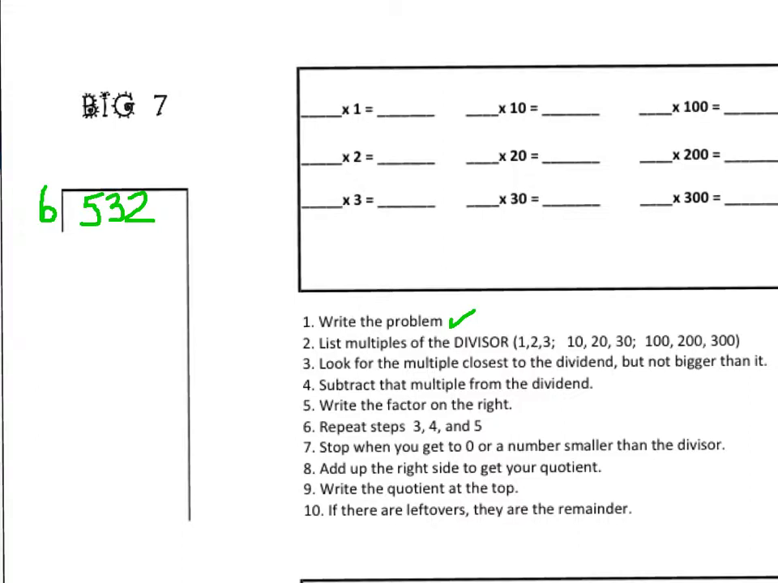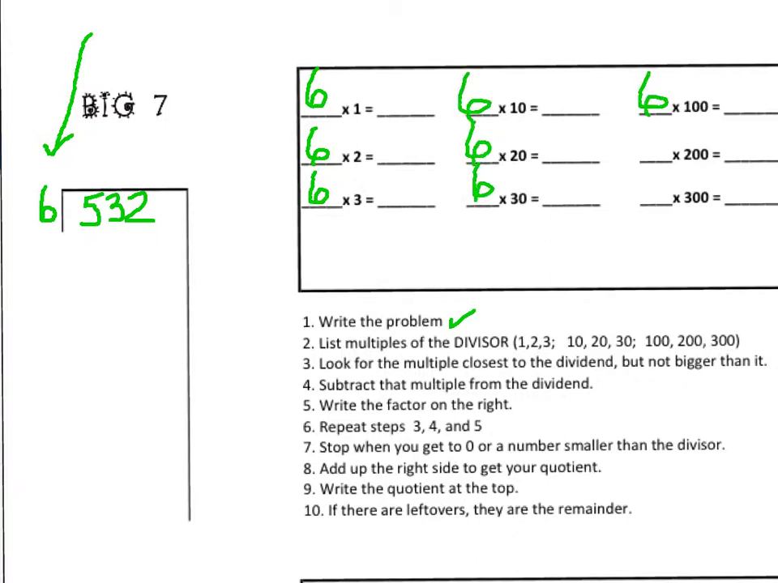Next, I need to list the multiples of the divisor. Well, our divisor is the 6. That means that we have these 532 items. Let's pretend they're buttons, and we're going to put them into 6 different piles. Okay, so we need to list the multiples of the 6. To make that easier, I've created this chart over here on the right. I'm going to put a 6 in every one of these lines.